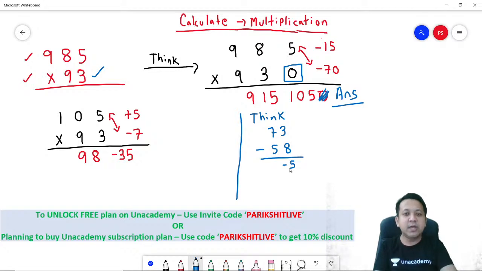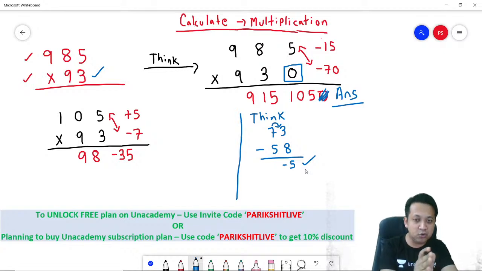Rather, what will you do? You will carry over 1 from 7. It will become 13. 13 minus 8 becomes 5, right? You never do 3 minus 8. You rather carry over 1, it becomes 13, and then you do 13 minus 8. Same logic you have to apply in our sum.